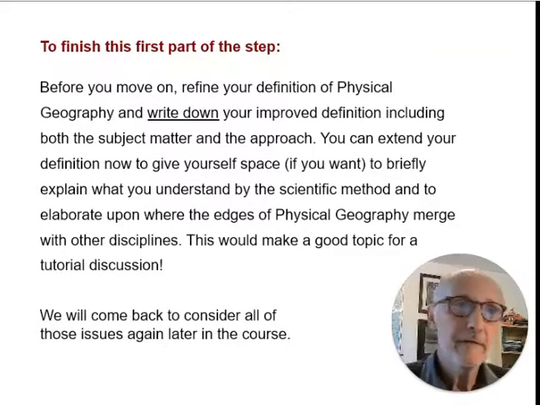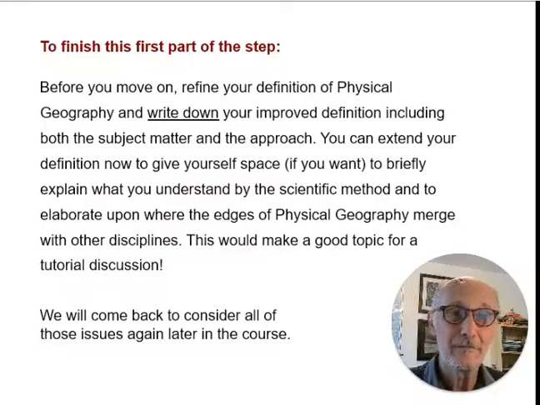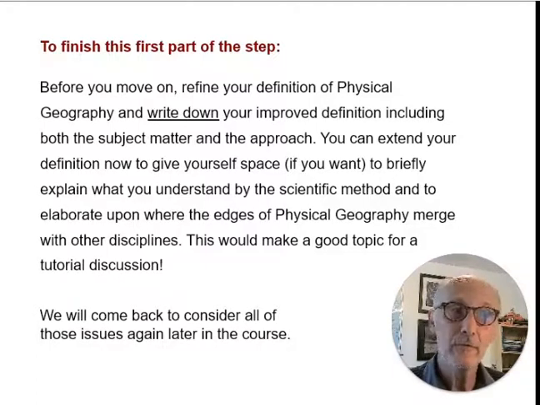So before you move on to the next part of this step, I'd just like you to go back to your definition of physical geography that you made at the beginning of the session and just revise that. We ask you to write down a definition that included both the subject matter and the approach. We've talked a little bit about each of those. You can now extend those definitions that you wrote down earlier and try to make something a little bit more comprehensive. And if you're having tutorials as part of your degree program, then this is a really good topic to take to a tutorial and share ideas about what makes physical geography what it is. All of the things that we've touched on today we'll come back and look at in more detail as we move further through these steps and further through this module.